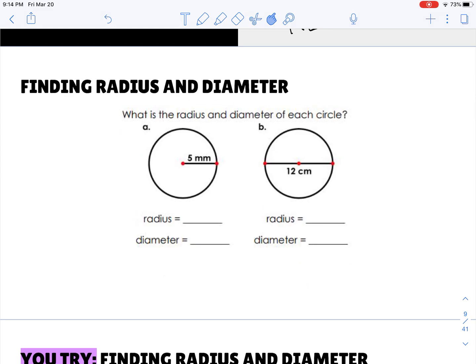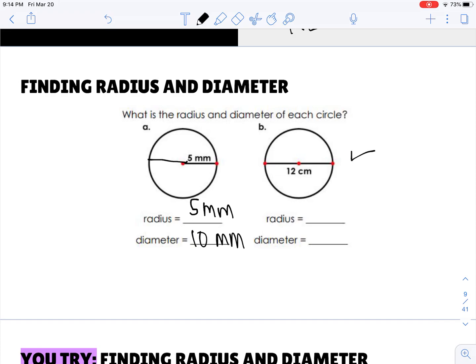So we can find the radius and the diameter of each circle. You ask yourself from the picture, okay, this goes from the center to one endpoint, so that must be the radius. It has a length of 5 millimeters. The diameter would have to be double that, so this would be 10 millimeters.